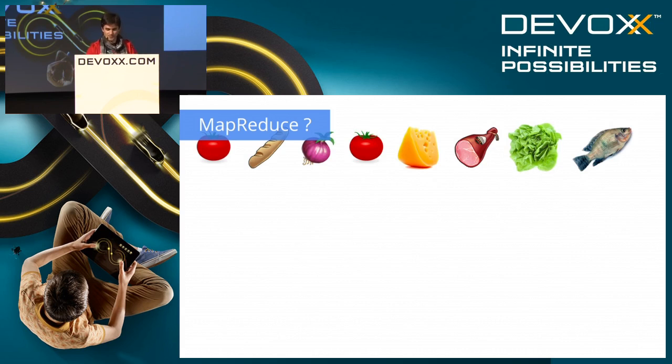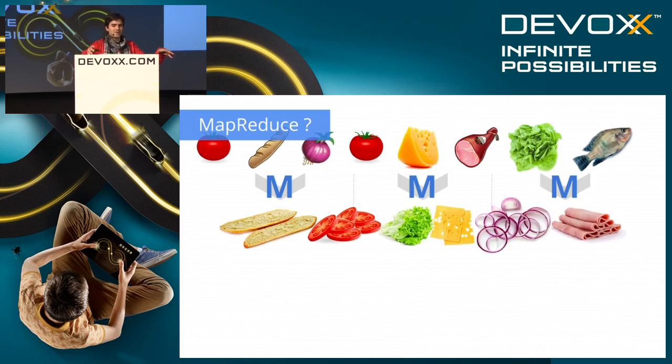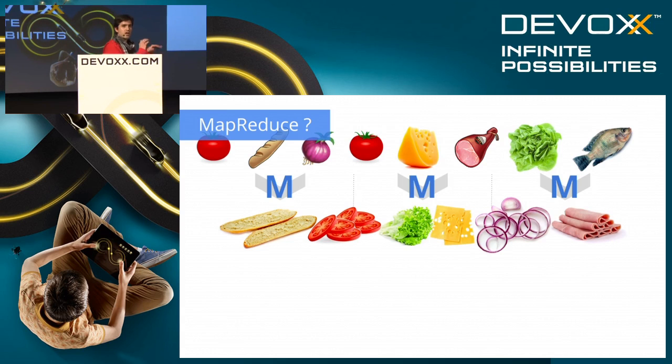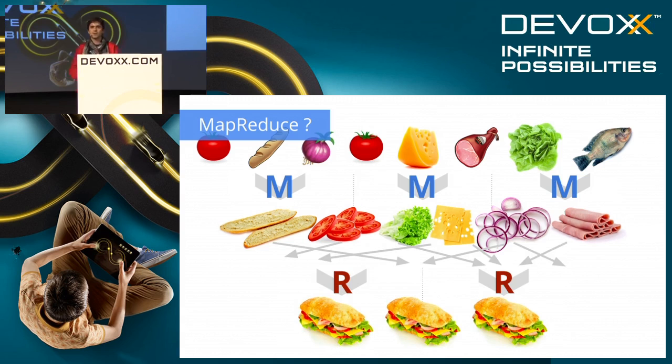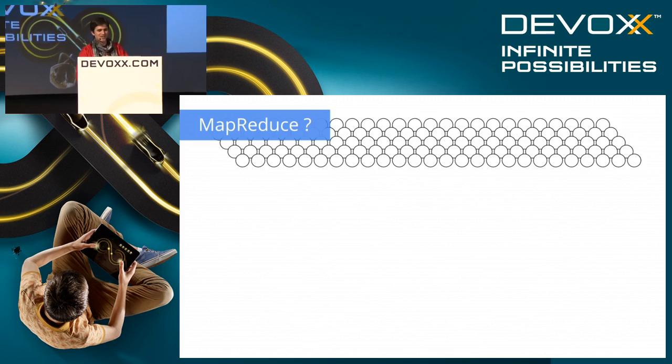You have ingredients. You do a map step that does stuff on those ingredients. They become processed ingredients. And then you have a shuffle and reduce step that puts those ingredients into sandwiches. Clear for everyone? There is a mathematician in the first row that should be shouting, "This is not mathematical enough." Okay, I get it. Let's try to put it with a little bit more form.